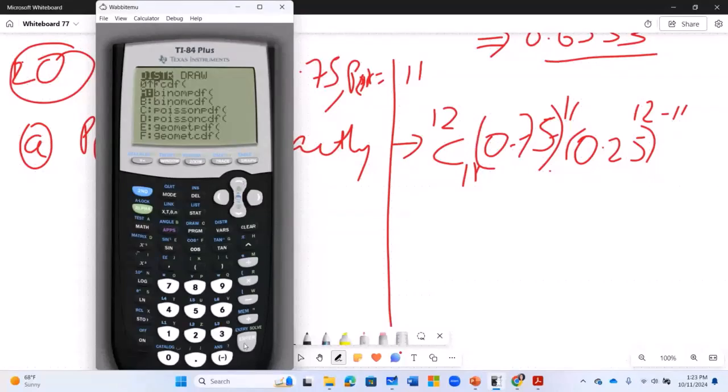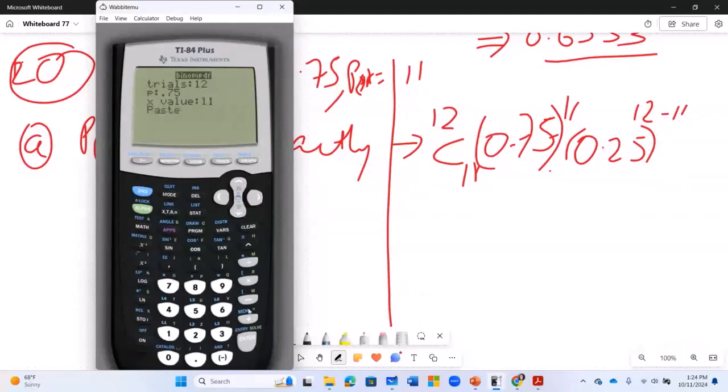If I hit enter, this is only binomial PDF because it's exactly. You pull up PDF. Then they're asking you what is the sample space? It's 12. What is the probability? 0.75. Which value are you looking for? I'm looking for value 11.